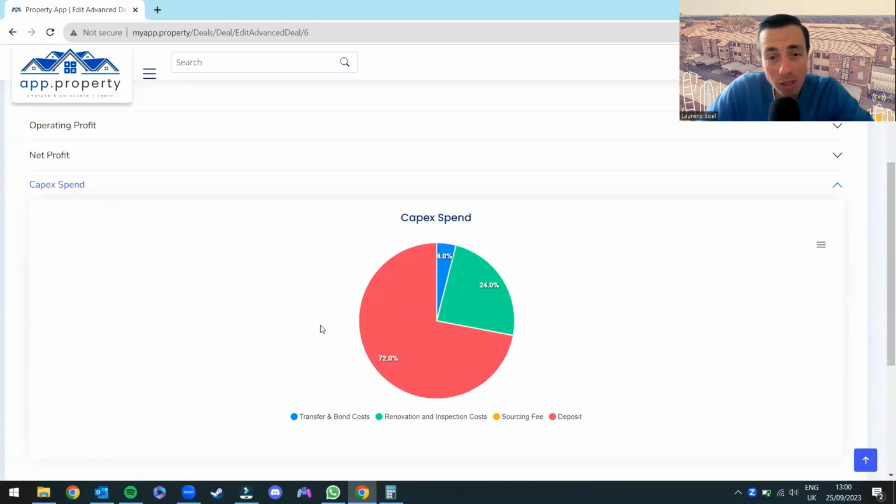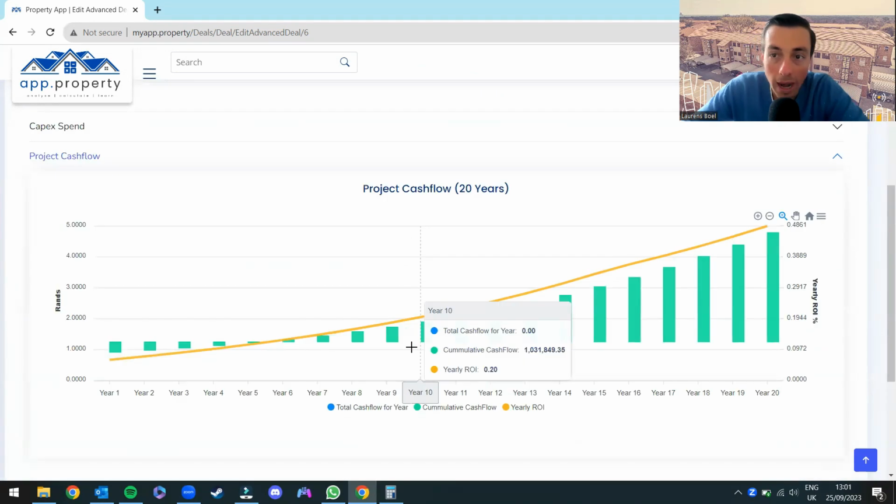Next, we have the CapEx spend. This is showing you where your costs are being allocated. So 450,000 of your own money, your CapEx spend is going towards your deposit, which means 72% of your money would be for the deposit. Then you've got your renovation and inspection costs and your transfer costs. So it's a nice graph for you to see where your capital spend is going. And then your final tab is showing your project cash flow, your cash flow per year, cumulative cash flow, and yearly ROI.